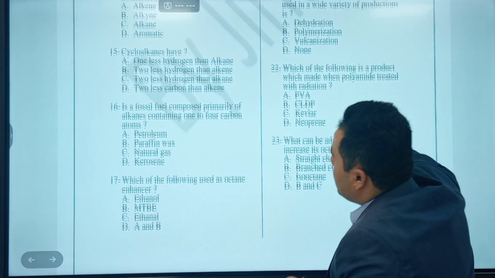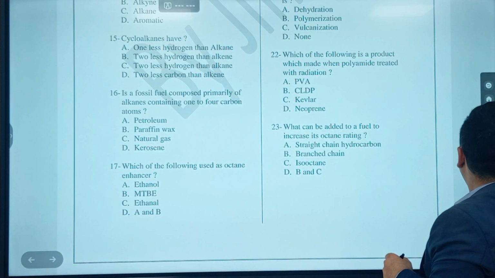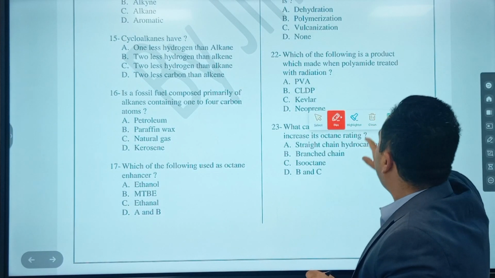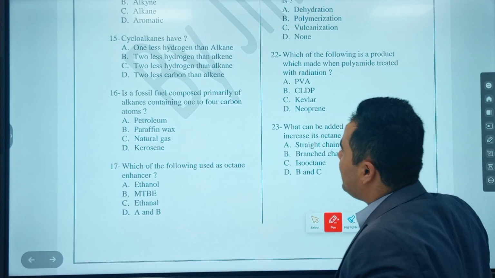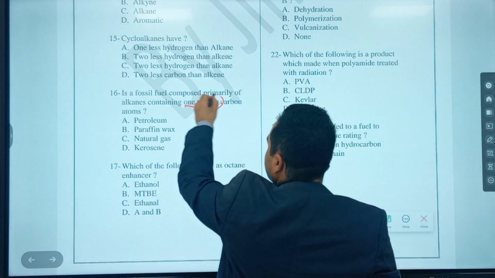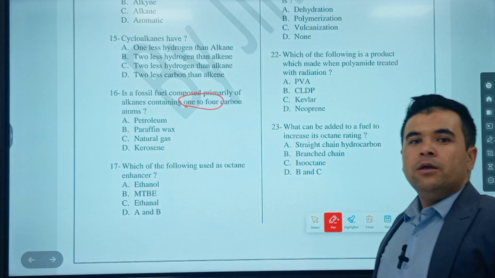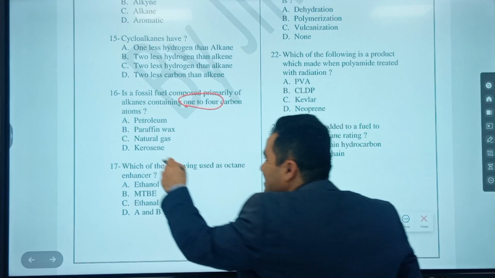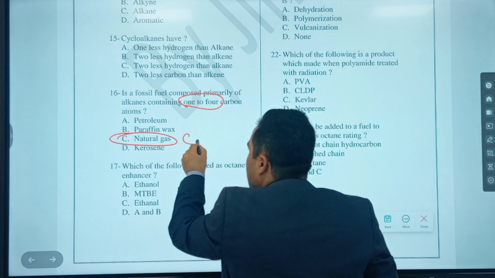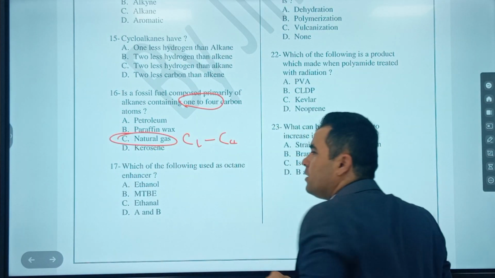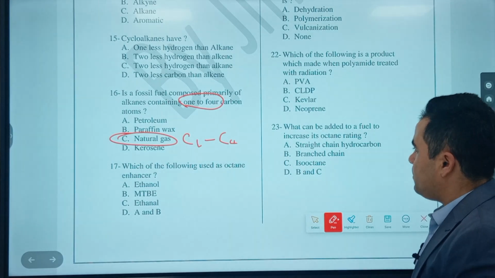If a fossil fuel is composed primarily of alkanes containing 1 to 4 carbons, they will form, of course, natural gas. Natural gas is carbon 1 to carbon 4 fossil fuels.